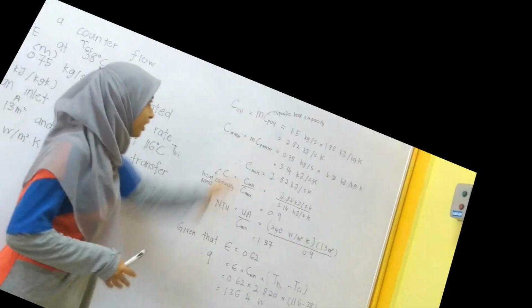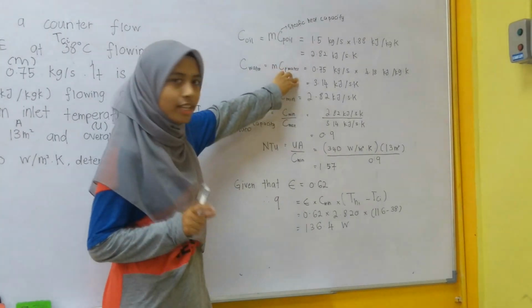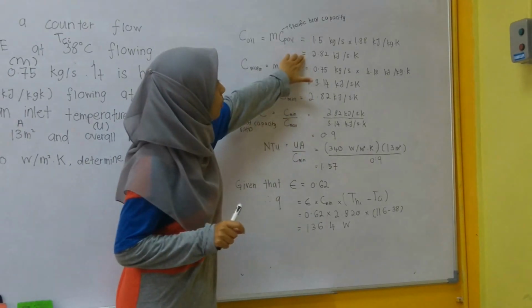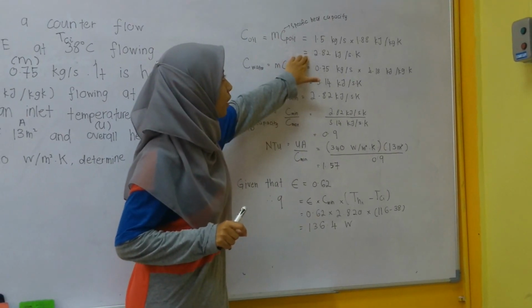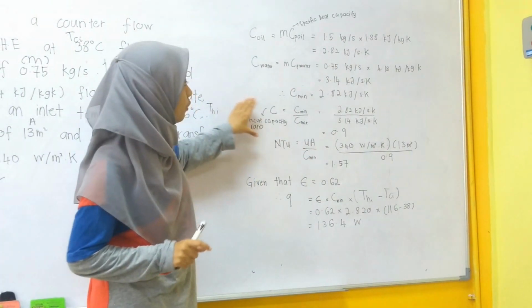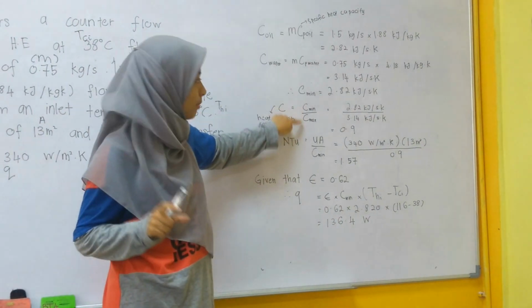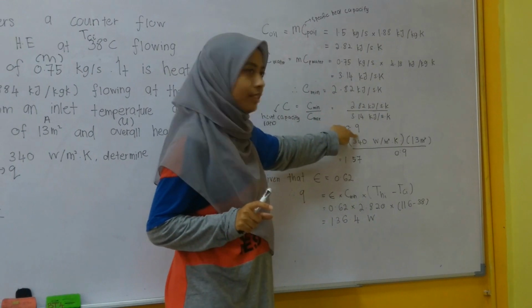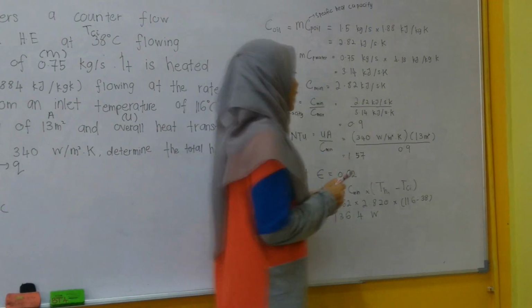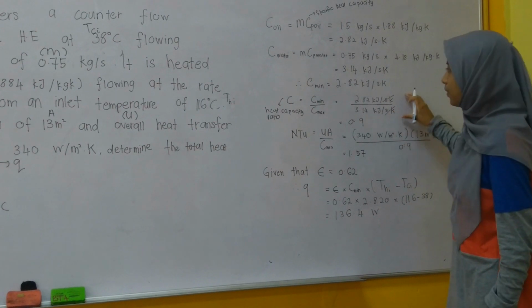Then for the heat capacity for both fluids, we have the lowest value and the highest value. So for the minimum, we have to take from the C1, which is 2.82, because it has the lowest value. So we use this formula to find the heat capacity ratio, C minimum over C maximum. So we will get 0.9. But this we don't have the unit, because we can cancel the units for both of the C minimum and C maximum.